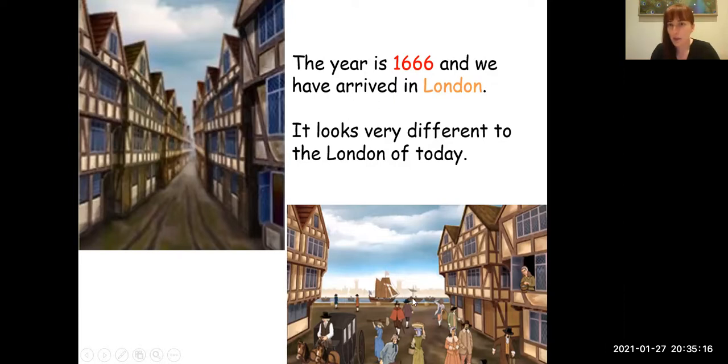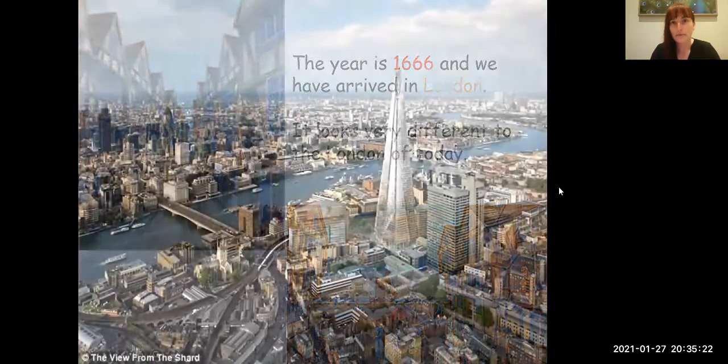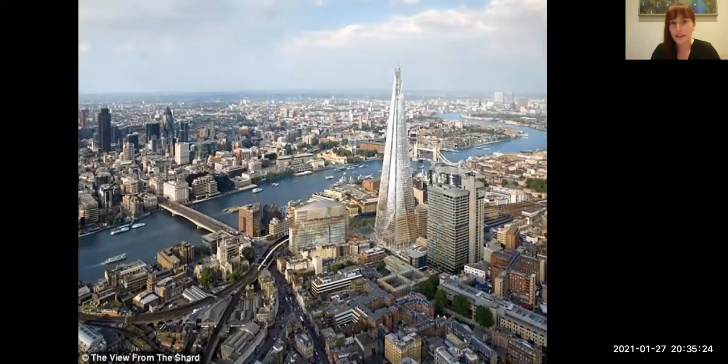Look at the clothes that people are wearing. It's very different. In fact, I can show you what London looks like today. There it is. Paved roads, huge, great big tall buildings. There's the Shard and the Gherkin over there. None of those were there. Not in 1666, but some of the bridges were over the river.